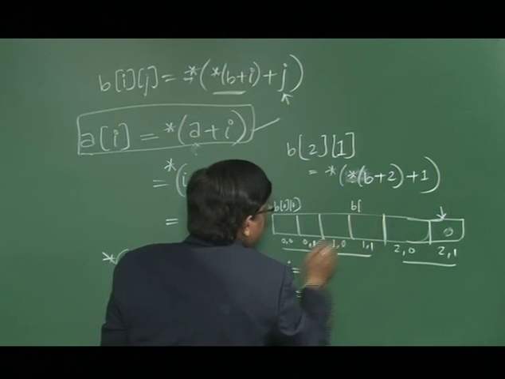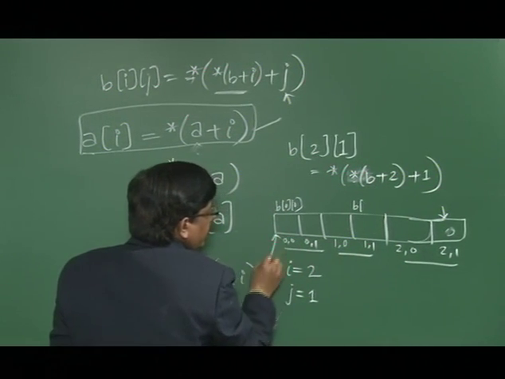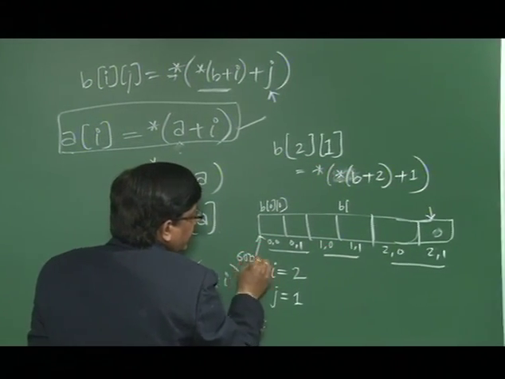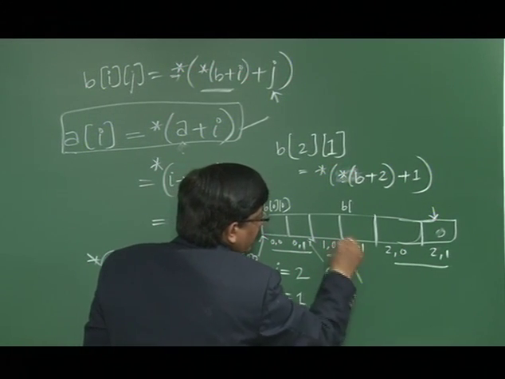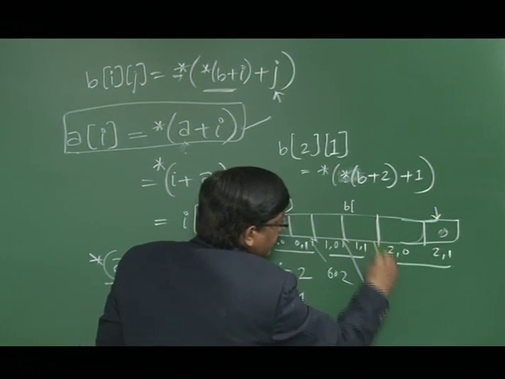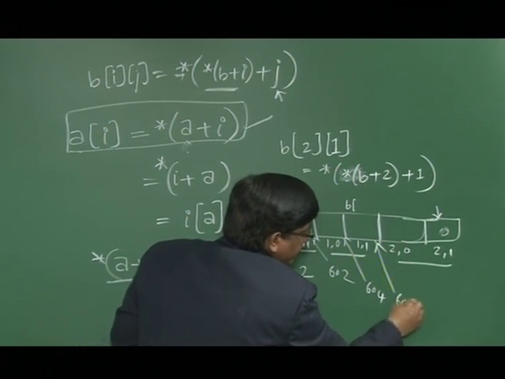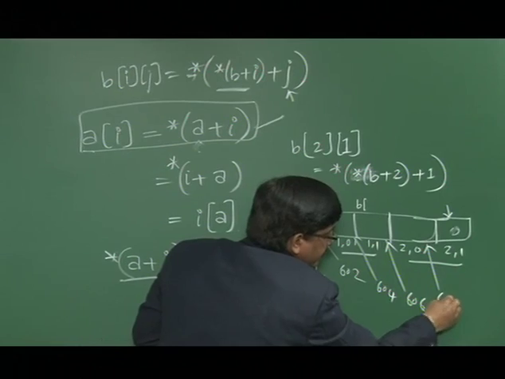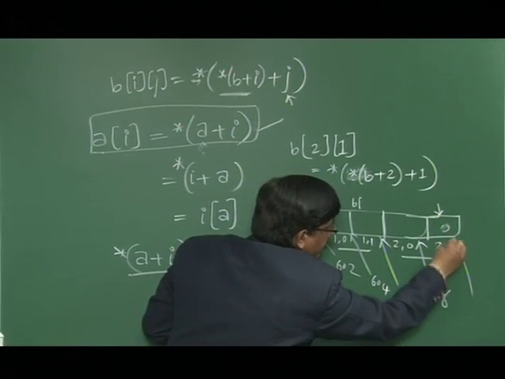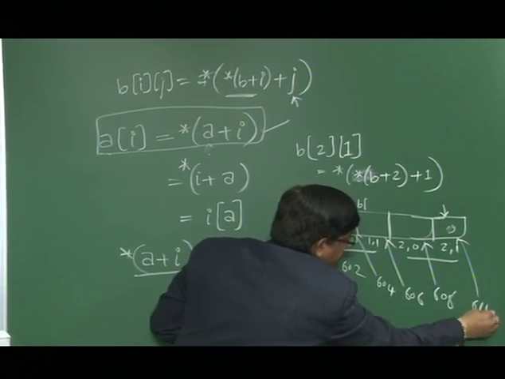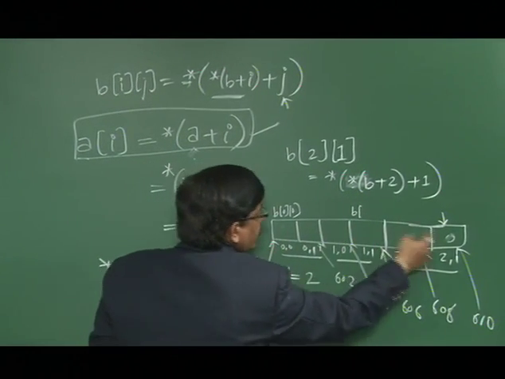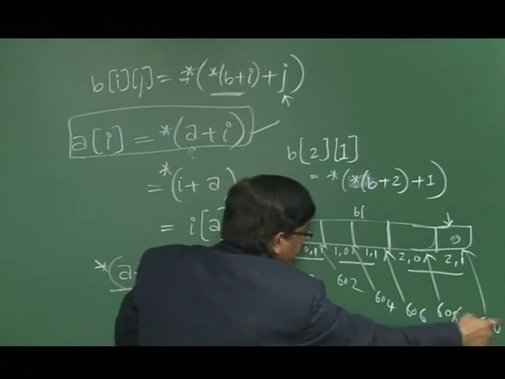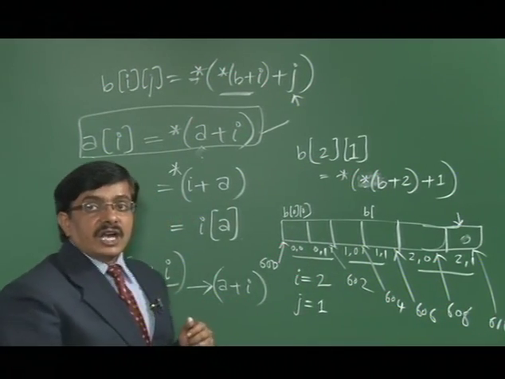Now B means the starting address of this location. Assume it is 600. Then this will be the value at 602, this at 604, this at 606, this at 608, and this particular element's address is 610. So here I have 6 elements, and 600 to 611 means 12 bytes of memory will be allocated.